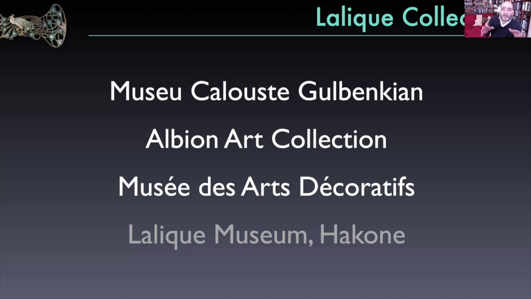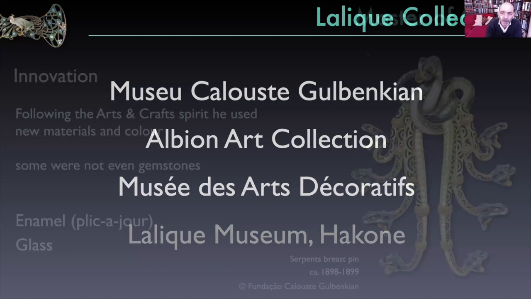Most of the jewels that I'm going to show you today come from museums that have good collections of Lalique. I mentioned Gulbenkian, also the Albion Art Collection in Japan, an absolutely stunning collection of jewelry, probably the best one in the world, which has a nice selection of Lalique pieces. And also the Musée des Arts Décoratifs in Paris has a nice collection of Lalique artifacts, and the Lalique Museum in Hakone in Japan, but I couldn't find images, so that's why it's in gray. But for all those four, if you look them up on the internet, you can find resources on Lalique collections in those museums, and also catalogs published by them.